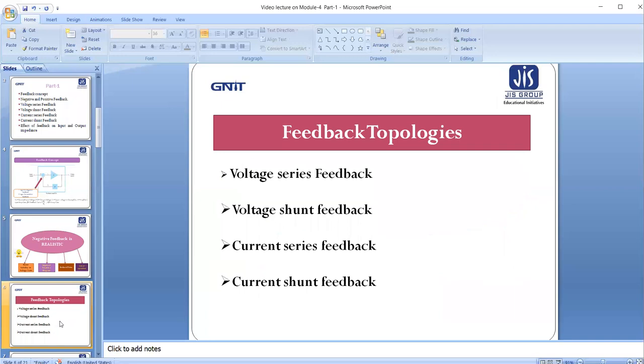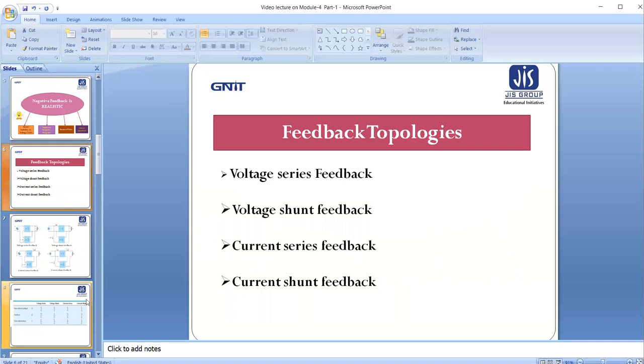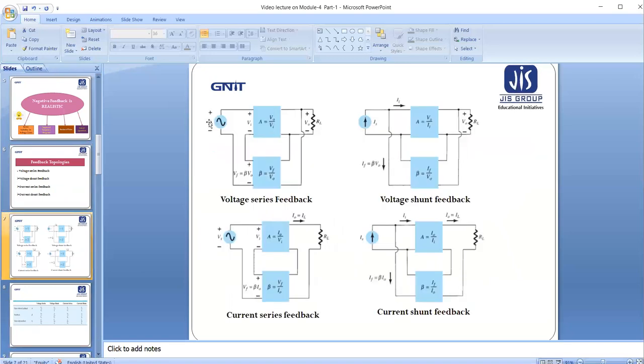Now the feedback topologies. In negative feedback, four topologies exist. The four topologies are voltage series feedback, voltage shunt feedback, current series feedback, and current shunt feedback. So this is the circuit block diagram of the voltage series feedback. Next one is the voltage shunt. This is current series feedback, and here the current shunt. I will discuss every block minutely.